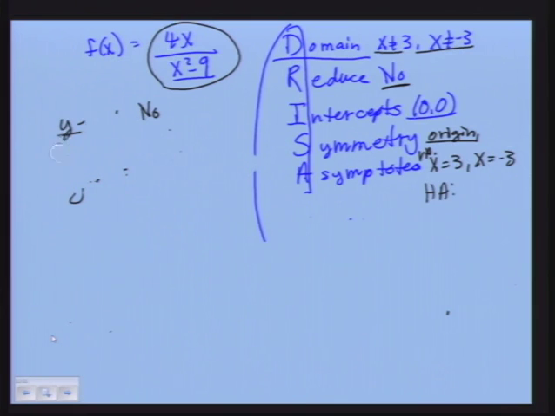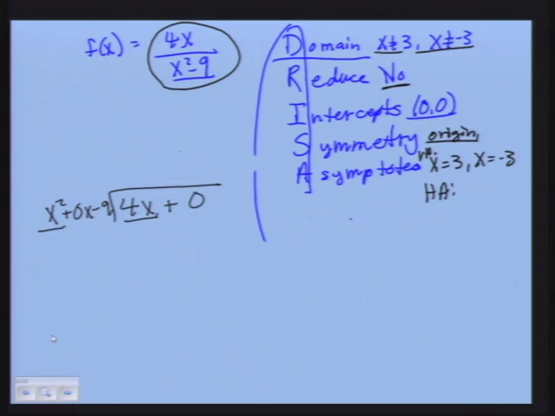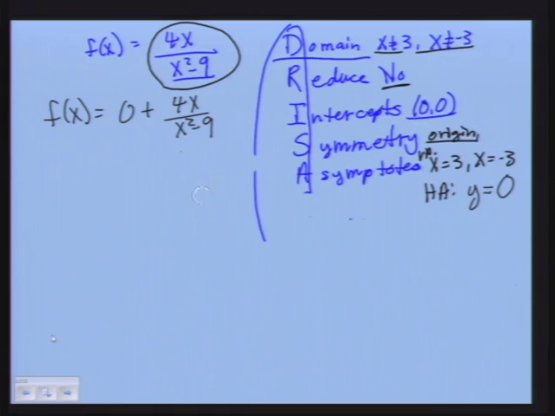This time we do not have a linear denominator, so we have to use long division. So getting ready here, we'll look at 4x divided by x squared plus 0x minus 9. We'll put in a 0 constant, but x squared will not go into that. It goes 0 times. That is actually a remainder. This could be written as 0 plus 4x divided by x squared minus 9. So I'm going to tell you that the horizontal asymptote is y equals 0. And then we're going to look at why this happens.